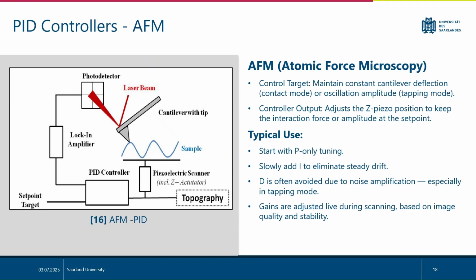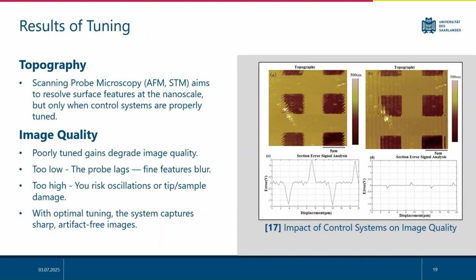Now, let's talk about the results of tuning. It's important to highlight that tuning quality directly impacts image quality. If gains are too low, the system lags and fine surface features blur. If gains are too high, you get oscillations, unstable feedback, or even damage. Properly tuned gains lead to stable, high-resolution, artifact-free images.